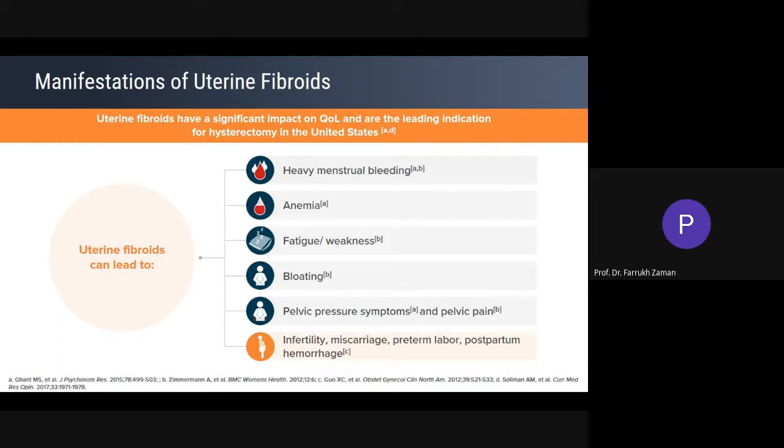If you start chronologically, number 1, fibroids may cause infertility, so no pregnancy. If pregnancy occurs, there can be miscarriage. That is the early pregnancy. In later pregnancy, there is preterm labor. When the labor occurs, it can result in postpartum hemorrhage.